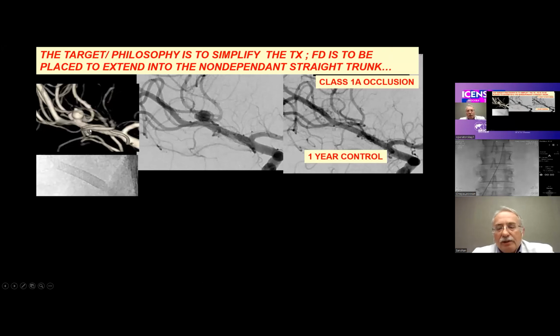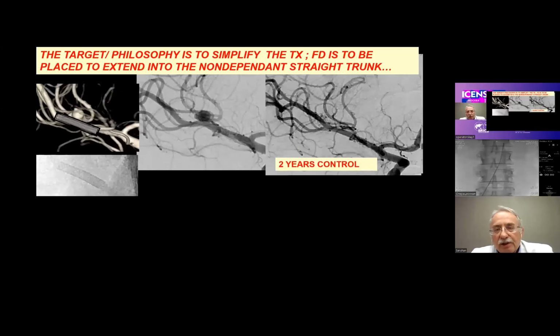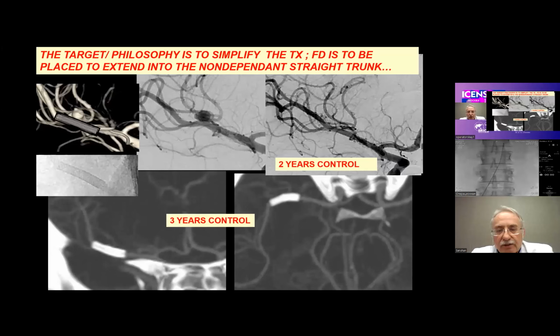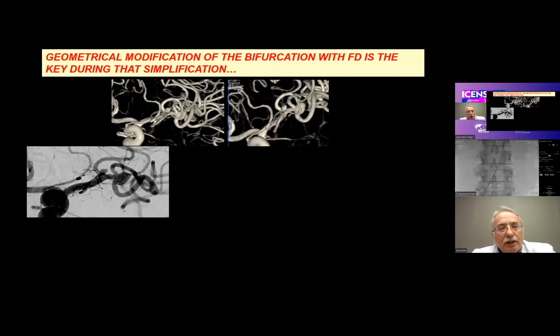Okay, so this is the 1-year follow-up, which is a class 1A occlusion, 2 years follow-up, and this is the 3 years follow-up. Geometrical modification of bifurcation with the flow diverter is the key. So look at this multi-segmental disease of the MCA bifurcation, and look at this angle, about 90 degrees between inferior trunk and M1.